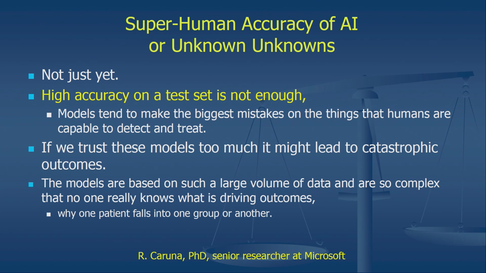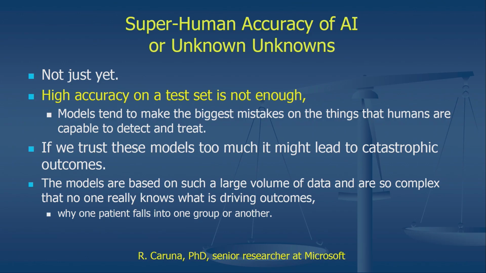So what do we say, is AI superhuman in its accuracy? It's been called that by some researchers from Microsoft. Okay, we have to be careful, not yet. High accuracy on a test set is not enough. Models tend to make big mistakes. We know that the confabulation of AI could be a disaster. If we trust the models too much, it might lead to catastrophe, as I mentioned.